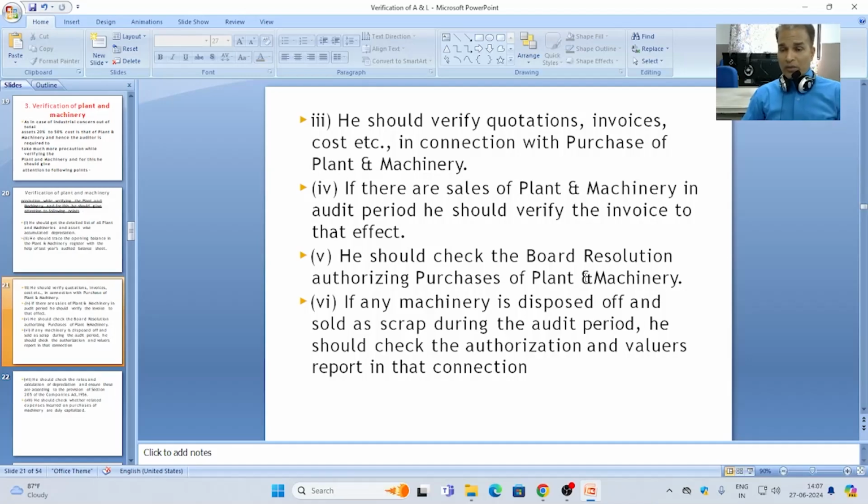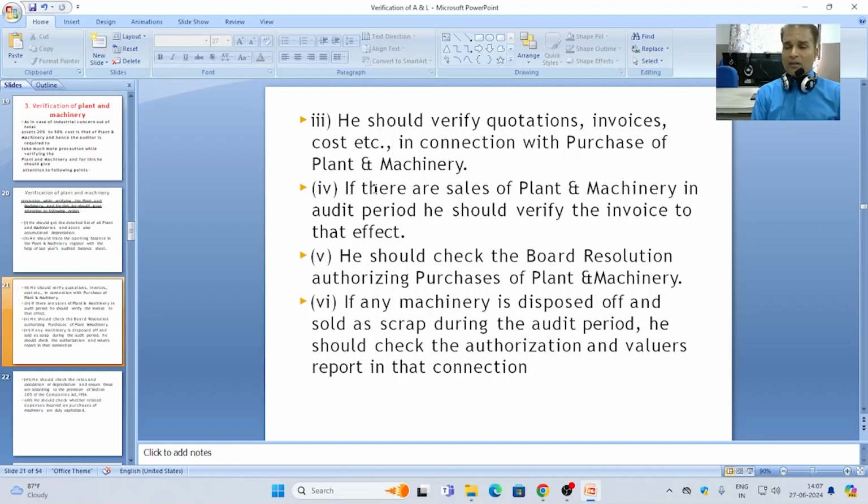The auditor should verify quotations, invoices, costs etc. in relation to the purchase of plant and machinery. It provides the auditor a detailed knowledge regarding the historical value of the plant and machinery. If the auditor finds that there are sales of plant and machinery in the audit period, he should verify the invoice to that effect.